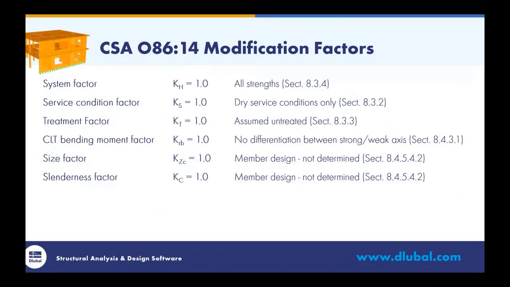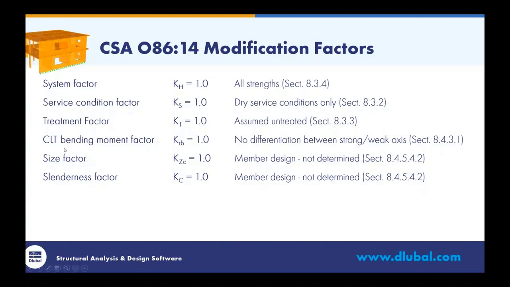So within the CSA standard, the O86, there are certainly quite a few modification factors available. But we have actually simplified quite a few of these within the RF-LAMINATE module, and there is a reason for this. For example, the system factor, KH. The code tells us in Chapter 8 that this should be set to 1.0 for all strengths. The service condition factor, the code specifically states that CLT should be used only in dry service conditions. So we're going to make the assumption that K sub S is equal to 1.0. Treatment factor, we assume the CLT is untreated.